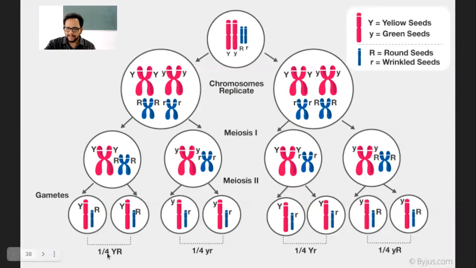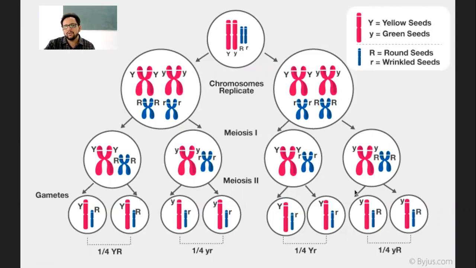That means if it is capital Y, that is yellow seed, it can go either with round seed or it can also go with the wrinkled seed. Similarly, the green seeds, that is small y, it can again go with the wrinkled seed or with the round seed. So this separation of yellow or green is independent of round and wrinkled, or the separation of round and wrinkled is independent of yellow or green seed color.